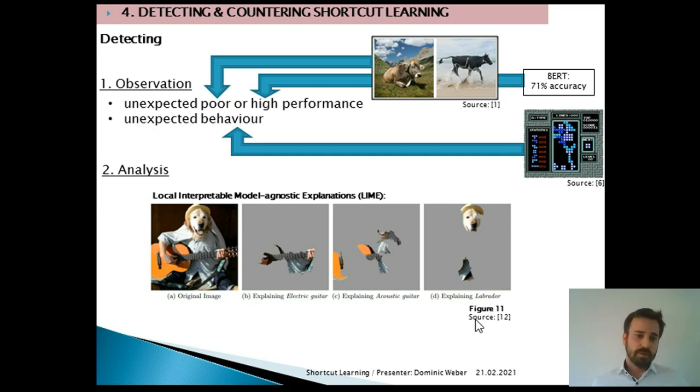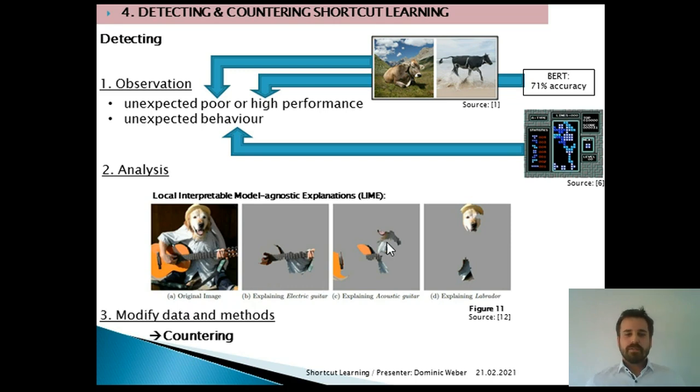For example, in this picture with the dog and the guitar, the first label is that of an electric guitar. This is not entirely correct, but these pixels don't lead us to believe that a shortcut has been used here, unless, of course, the location of this hand was used to arrive at that solution. Now, we can also modify the data and the methods themselves to observe possible changes, and then these could indicate shortcuts. And this ties into the question, how do we counter shortcuts?